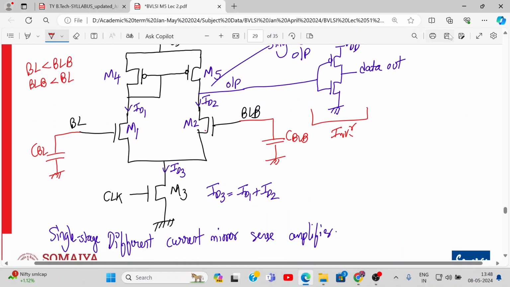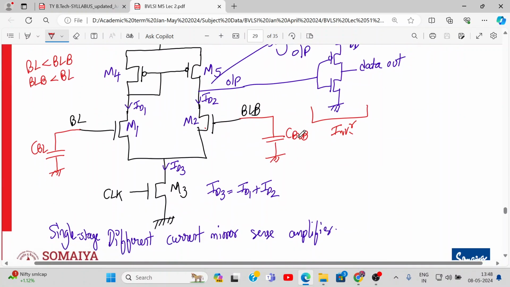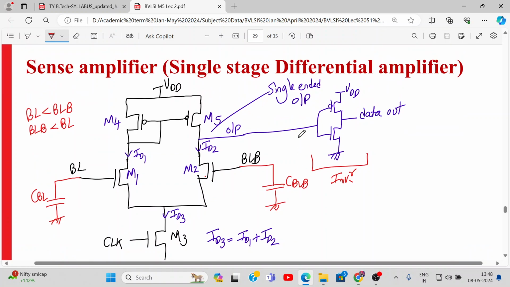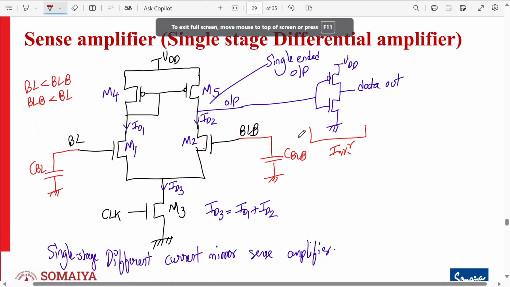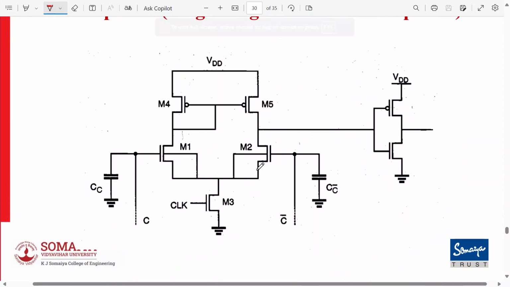Last few minutes. I know it's a little bit at the later end, but this is how the sense amplifier is. So we are covering both the topics, sense amplifier and data read circuitry. There is one more version which I'll show to you. This is my sense amplifier which I've just talked about. You can refer to its theory in the ebook of Kang.